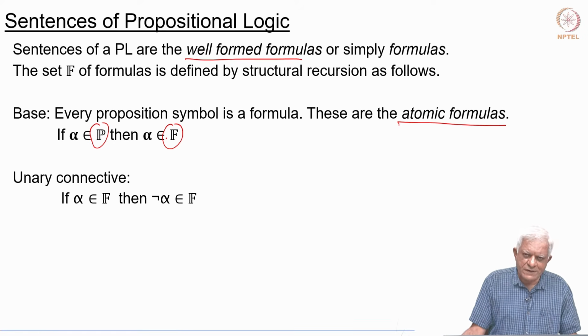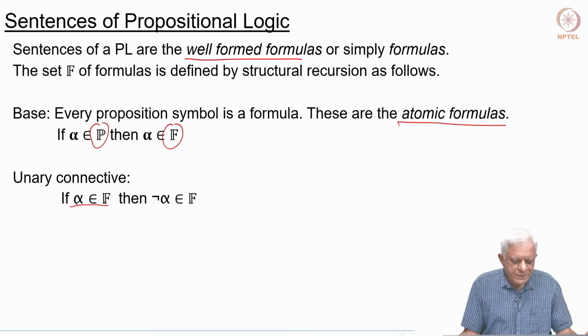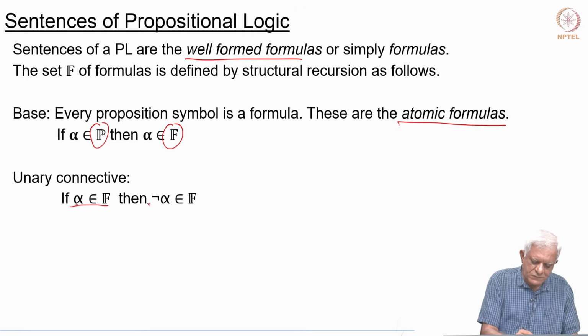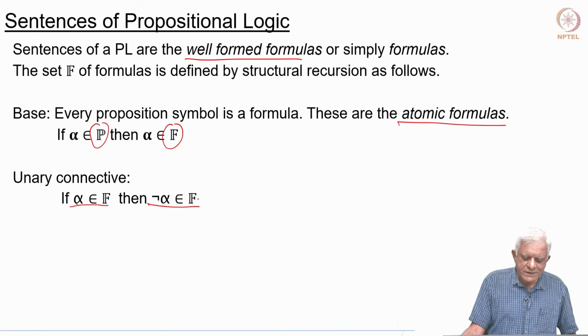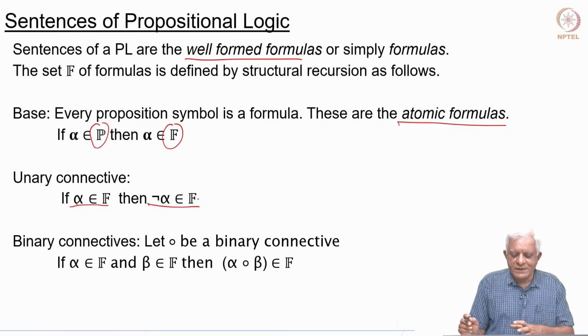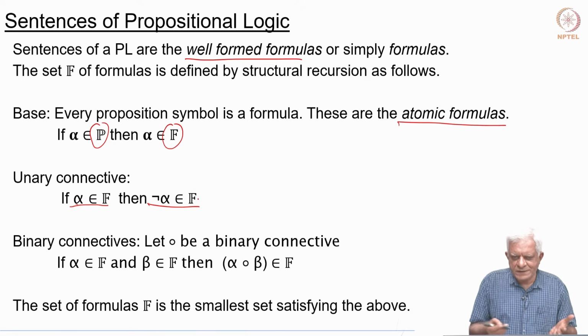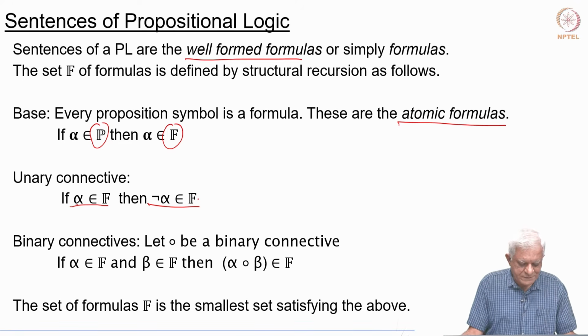If alpha is a formula, which is a way of saying that alpha belongs to this set F, then not alpha is also a formula. So, we are defining this language, we are defining what is the set of sentences that we are talking about. First we chose a set of proposition symbols, and then we are adding logical connectives to say that, okay, these are the other sentences that you can construct.